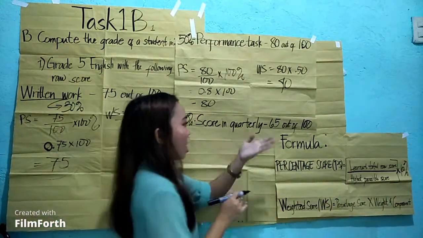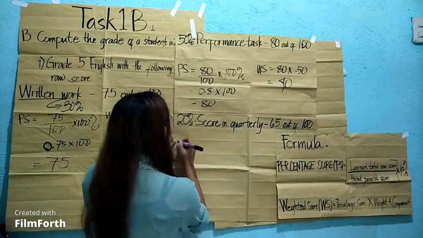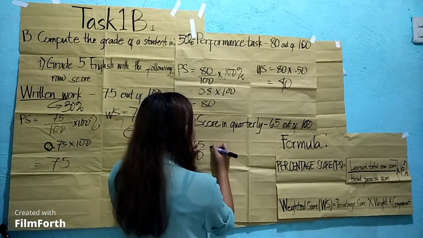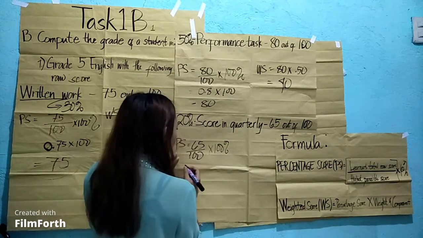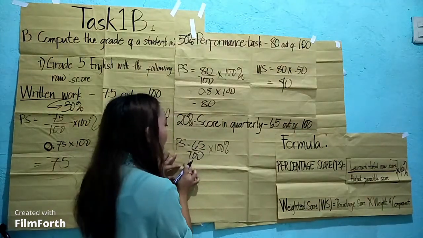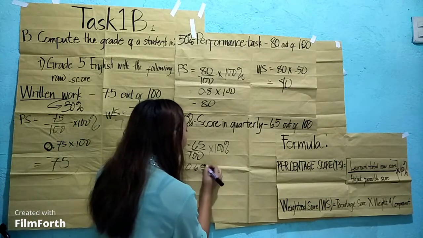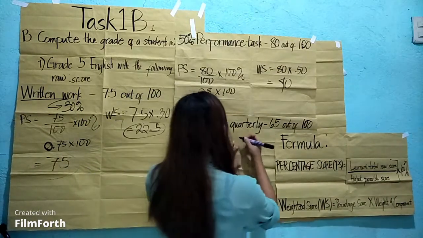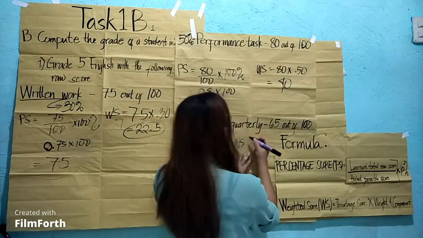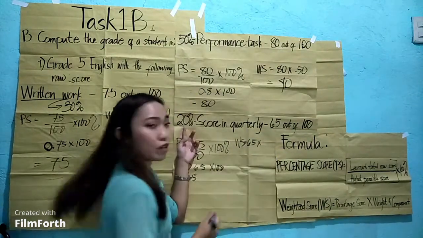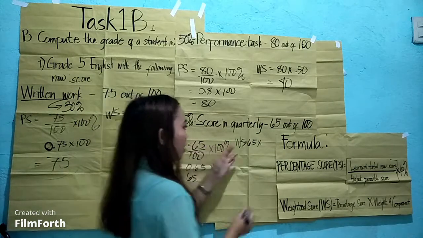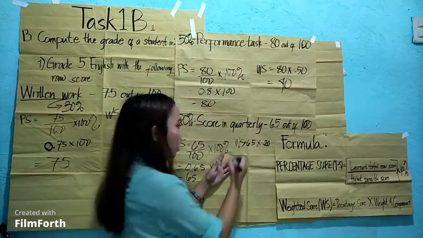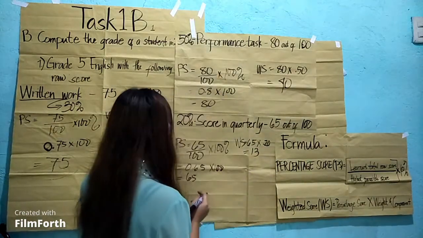See here, score in quarterly, 65 out of 100. So PS, 65 out of 100 times 100%. 65 divided by 100 is equal to 0.65. So times 100 is equal to 65. So in weighted score, 65 times 20%, as the quarterly exam is 20%. So 65 times 0.20 is 13.